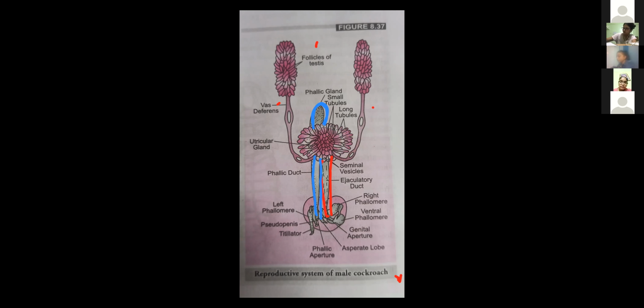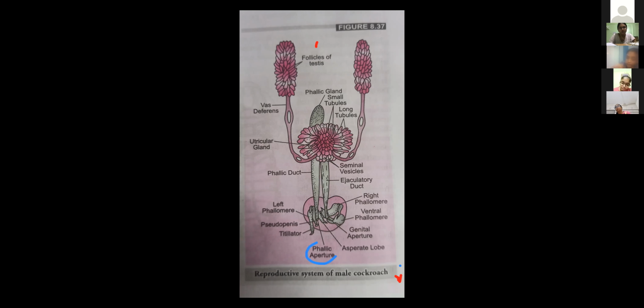Right? Now next is mushroom cell gland, जो utricular gland है. Remember their location, 6th and 7th segment. Here the location is which one? 6, 7 abdominal segment. 4, 5, 6 में testis है. Right? 6, 7 में utricular gland is there or mushroom cell gland. Next, जो phallic gland है or conglobate gland, that lies beneath just this utricular gland. Right? Which opens out by a phallic duct.